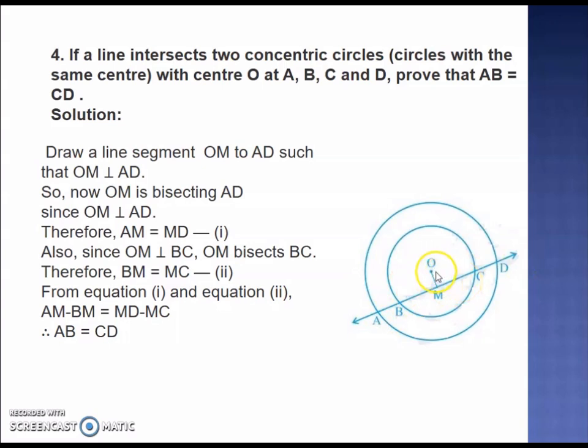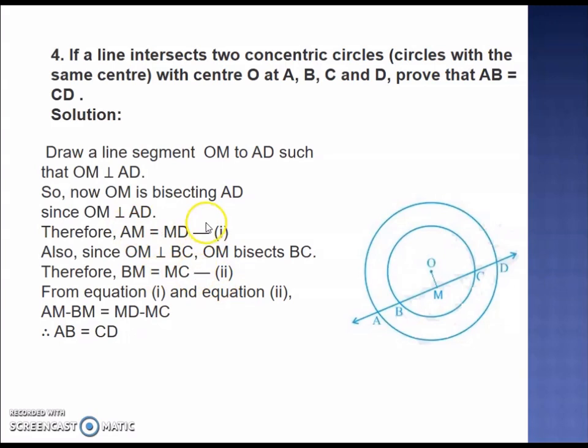So a perpendicular from the center to the chord bisects the chord. Therefore we can say that BM and MC are equal. Also AM and MD are equal, because for the outer circle AD is the chord. So therefore AD will be bisected at the point M. So AM and MD are equal. For the smaller, inner circle, BC is the chord. So BC will be bisected at the point M. So BM and MC are equal. So these are the two equations that you get: AM equal to MD and BM equal to MC.